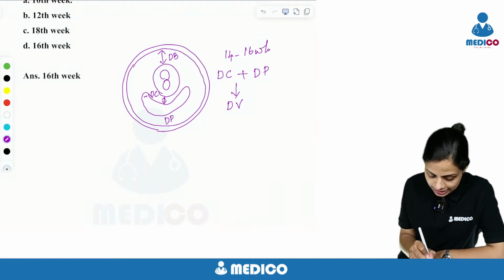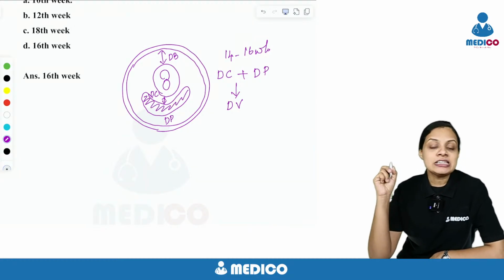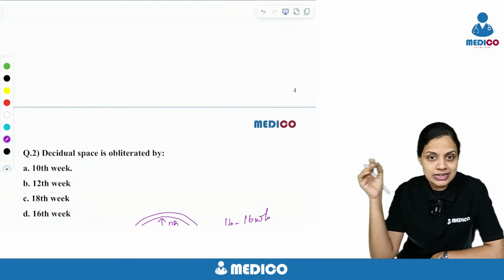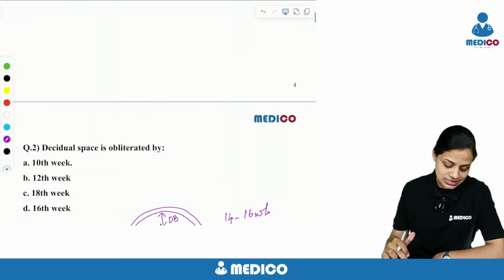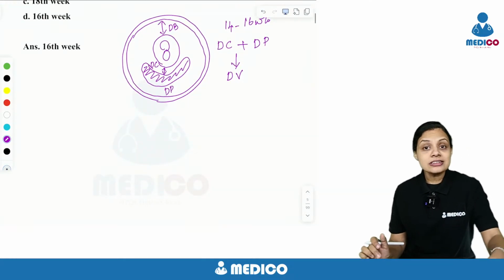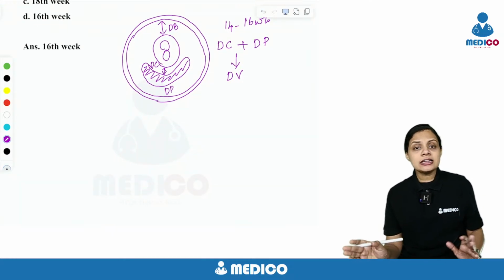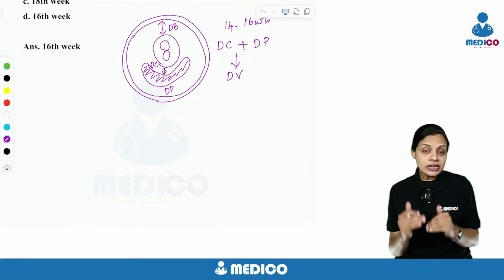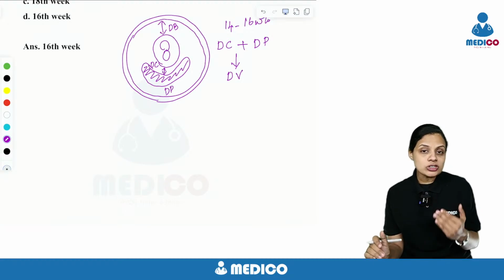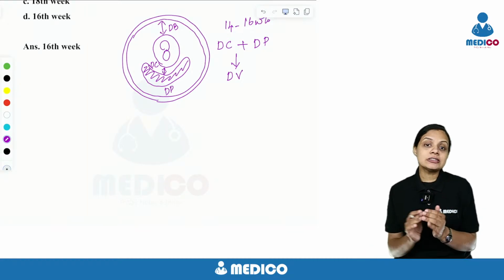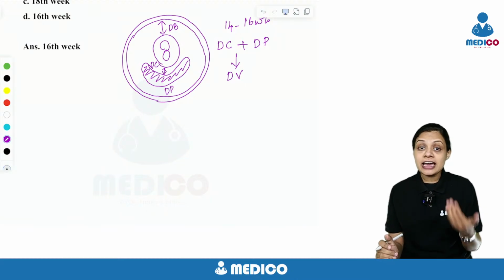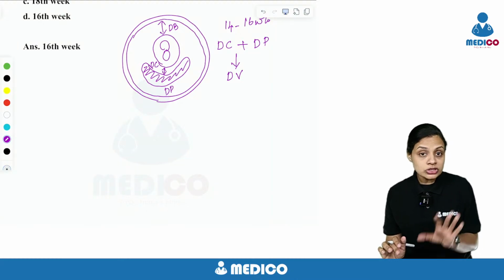When this occurs, that means the decidual space becomes obliterated. So it is from 14 to 16 weeks and the obliteration is completed by the 16th week. Okay, that is how you have arrived at your answer. There is another important point from this. This means that theoretically, twinning or multiple pregnancy is possible till 16 weeks because until then the decidual space is patent. So pregnancy can occur. It is also the same answer.